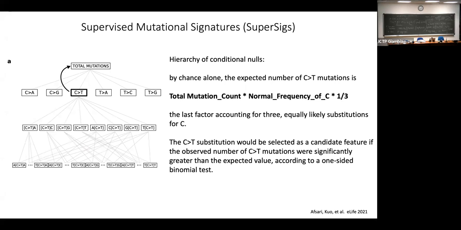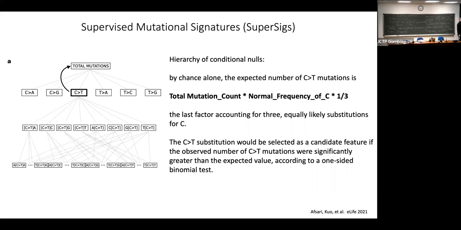So the null is that when you take all the mutations, the total mutation count in that patient, you look at whatever the frequency of C is, and then that frequency times a third will give me what I expect to be, for example, the C to T mutation. This is the null hypothesis, under purely random conditions. Then you can do a simple test, in this case a one-sided binomial test, where you ask: do I observe this with a frequency that's higher than what would be expected by pure chance? And if I do, I select it.